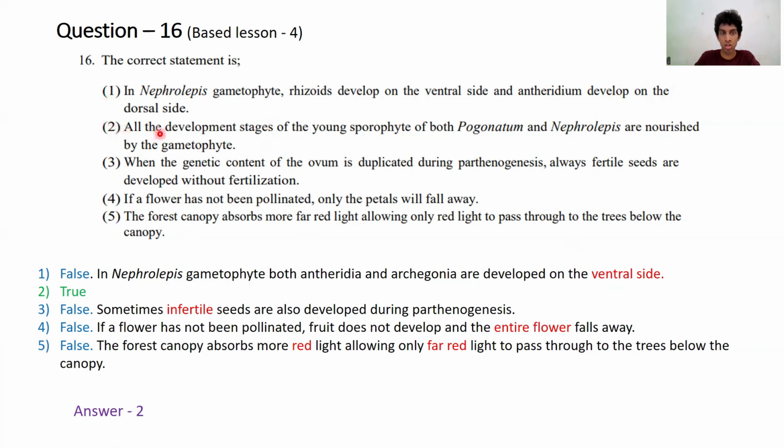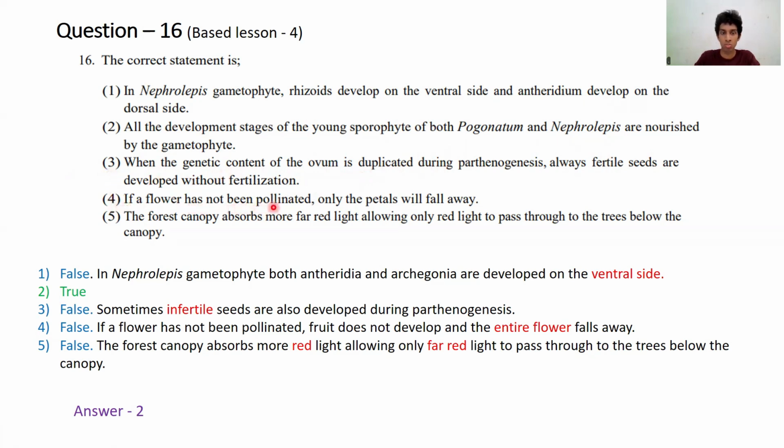The second one: all the development stages of the young sporophyte of both Pogonatum and Nephrolepis are nourished by the gametophyte. That's true. When we consider Pogonatum and Nephrolepis, their young sporophyte is nourished by the gametophyte, all the development stages. Then the third one: when the genetic content of the ovum is duplicated during parthenogenesis, always fertile seeds are developed without fertilization. That's false because sometimes during parthenogenesis, infertile seeds can be developed. Therefore, 3 is wrong.